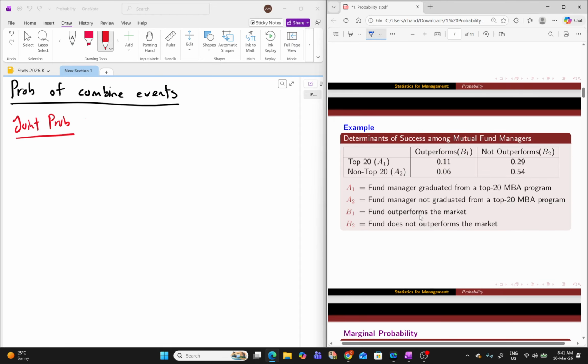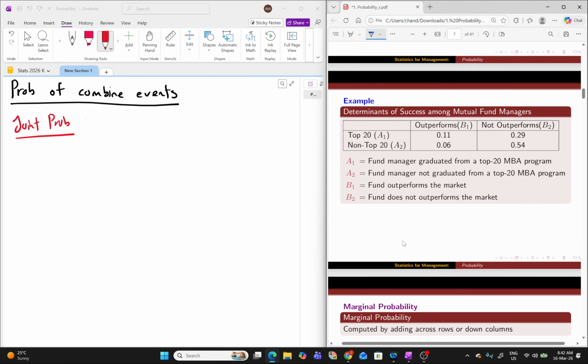If you invest your client's money in the share market and it outperforms, it's doing good, what is the probability? It is 0.11 if you are coming from a top 20 MBA program. If you are from a non-top 20 MBA program and you are doing good, the probability is 0.06. From top 20 and not doing good, it is 0.29. Non-top 20 and not doing good, 0.54.